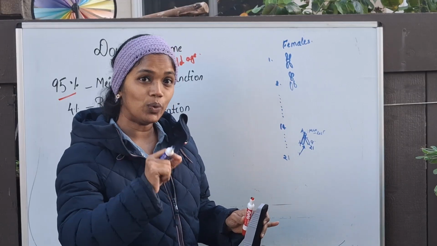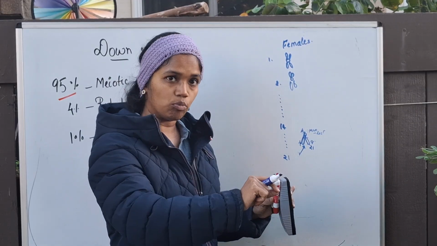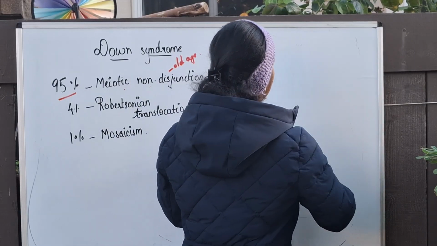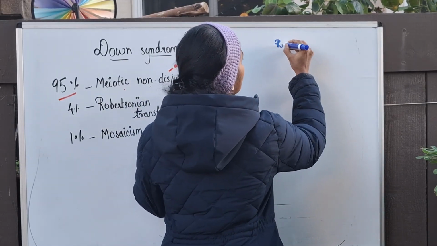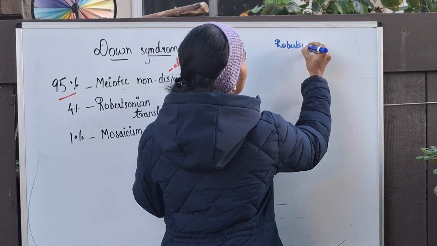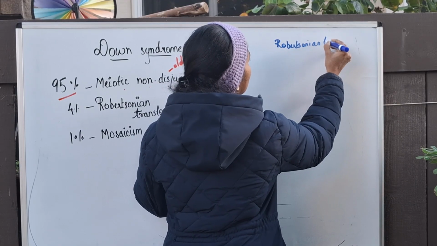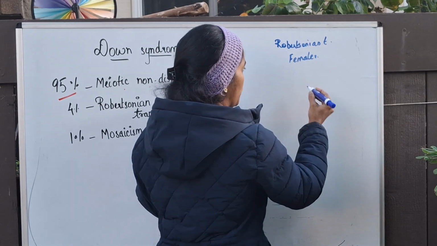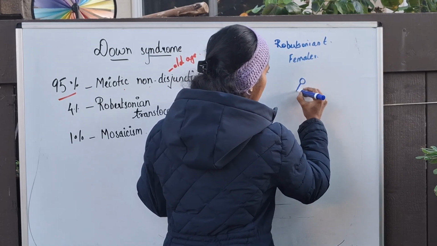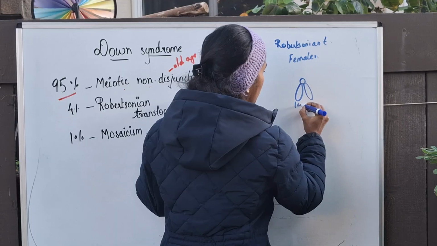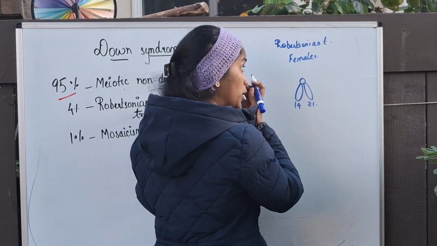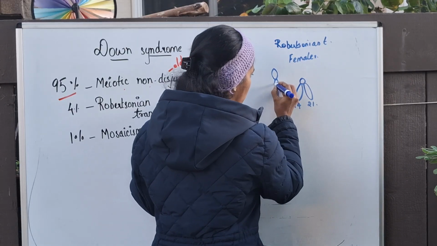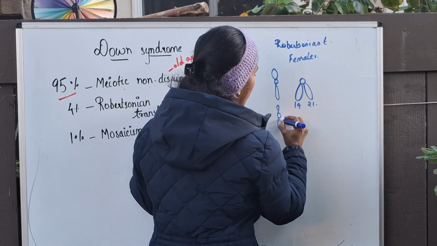Now we have the issue only when females who have the Robertsonian translocation conceive. So let's see what happens. In Robertsonian translocation females, instead of 14 and 21 separately, they have 14 as well as 21 together. But what about the other half of the chromosomes? So they have one 21 and they have one half of the 14.